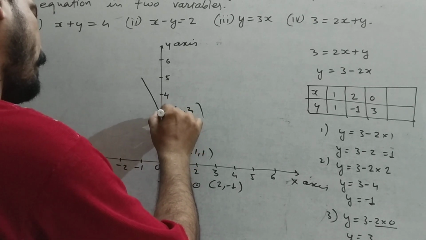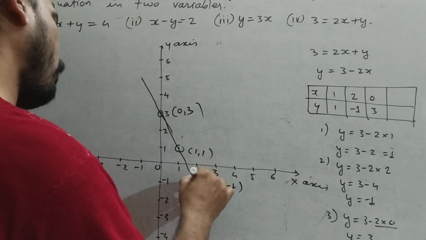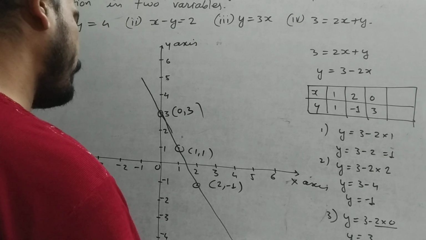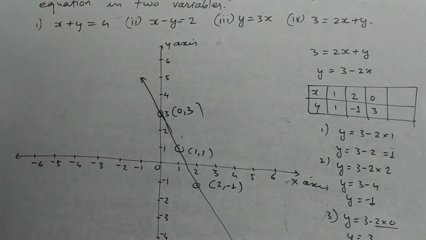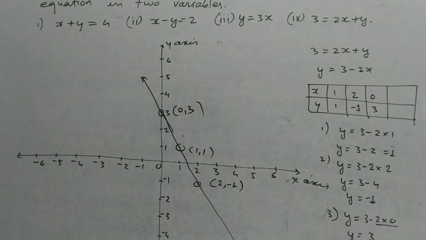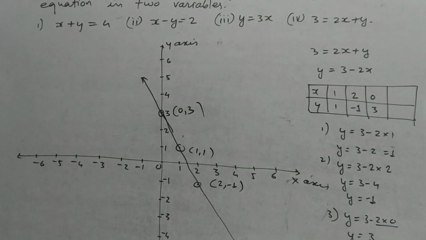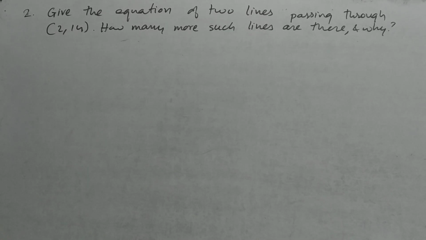I am drawing freehand, but you don't draw it that way. You draw it with the help of your scale, on graph paper, and then paste it in your fair copy. I wish you to do the rest of the questions. They are very easy. Put the value of x and get the value of y, and plot those points on the graph. Okay. Now question number 2: give the equations of two lines passing through (2, 14). How many more such lines are there?